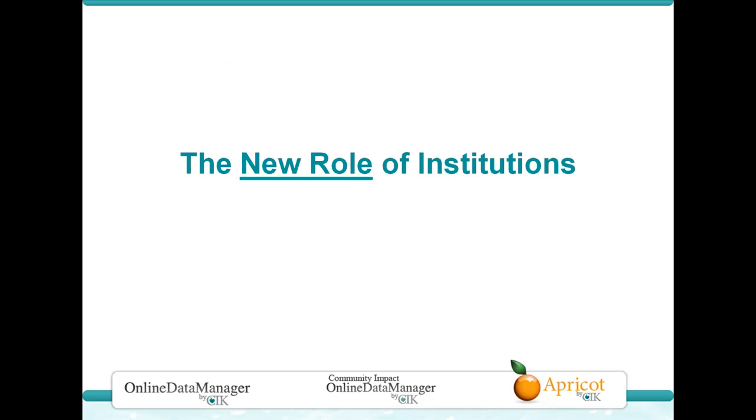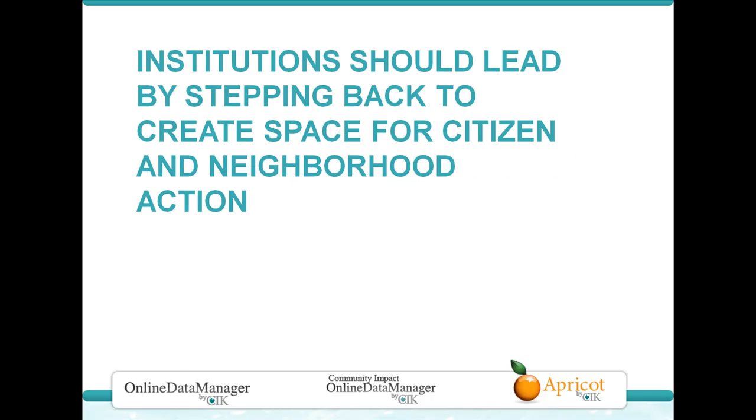So to help do this, what is the role of institutions, of funders and agencies and governmental entities if we're going to be successful in doing this? As I like to describe it, institutions should lead by stepping back to create space for citizen and neighborhood action. So we have to be very purposeful about looking at what we do and find those things that we can stop doing to create space for citizen action, because we don't have to do everything.